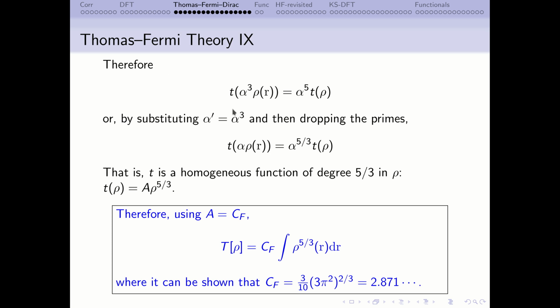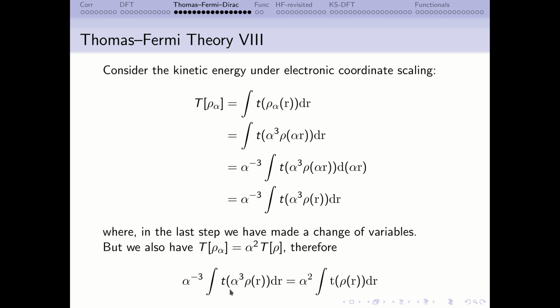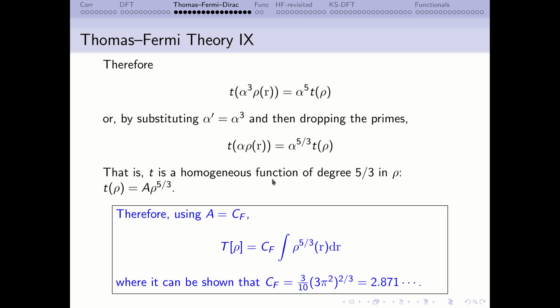Therefore, just comparing the two integrands, we must have t of alpha cubed times rho is equal to alpha to the 5 t of rho. This is how it comes about. Just cross multiply by alpha cubed on both sides, and compare the integrands, and this is what you end up with.